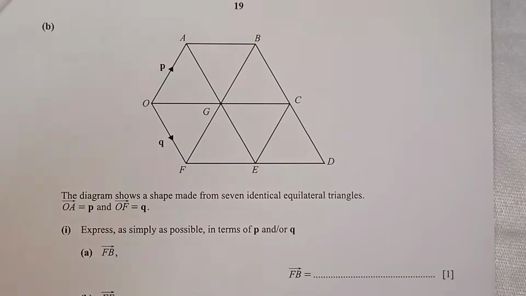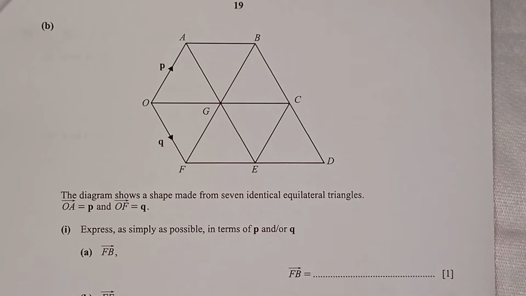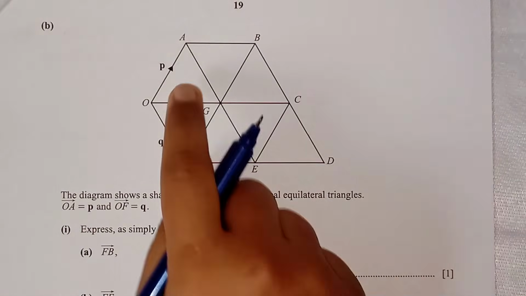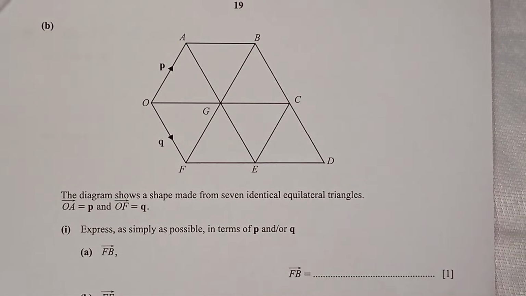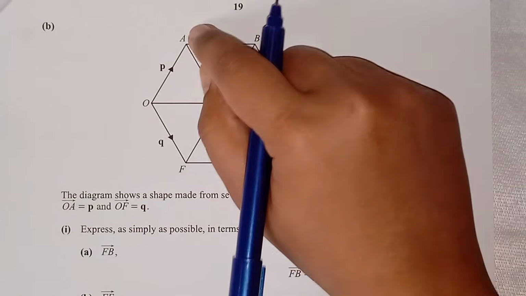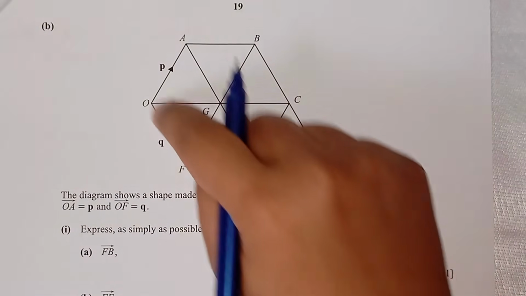Now for part B, the diagram shows the shape made with 7 identical equilateral triangles. So we have 1, 2, 3, 4, 5, 6, 7 identical equilateral triangles. OA is vector P, O to A is P, and O to F is Q.